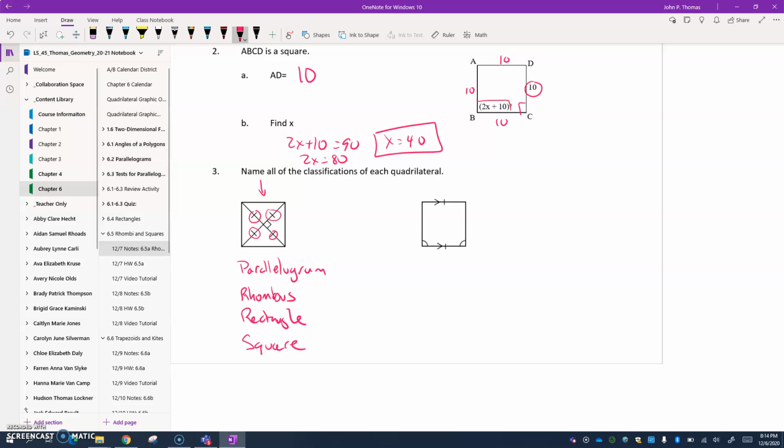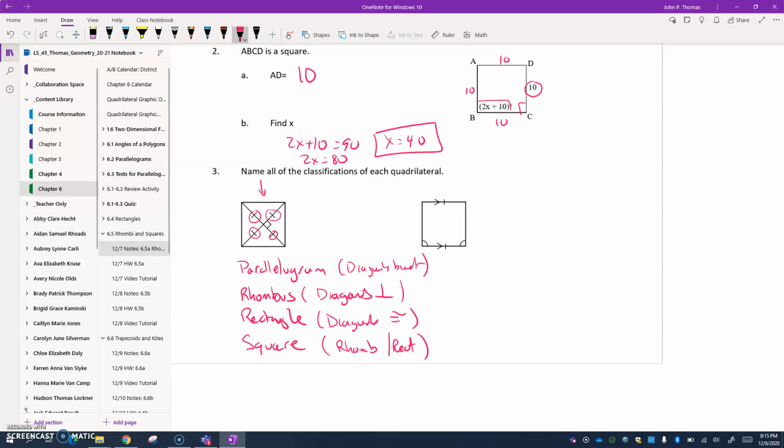So this one actually falls into all of the categories for us. It's a parallelogram, and that's because diagonals bisect. It's a rhombus because diagonals are perpendicular. It's a rectangle because diagonals are congruent. And it's a square because it's a rhombus and a rectangle. So those are really all the classifications coming out of our list that we have so far that first one would fall into.